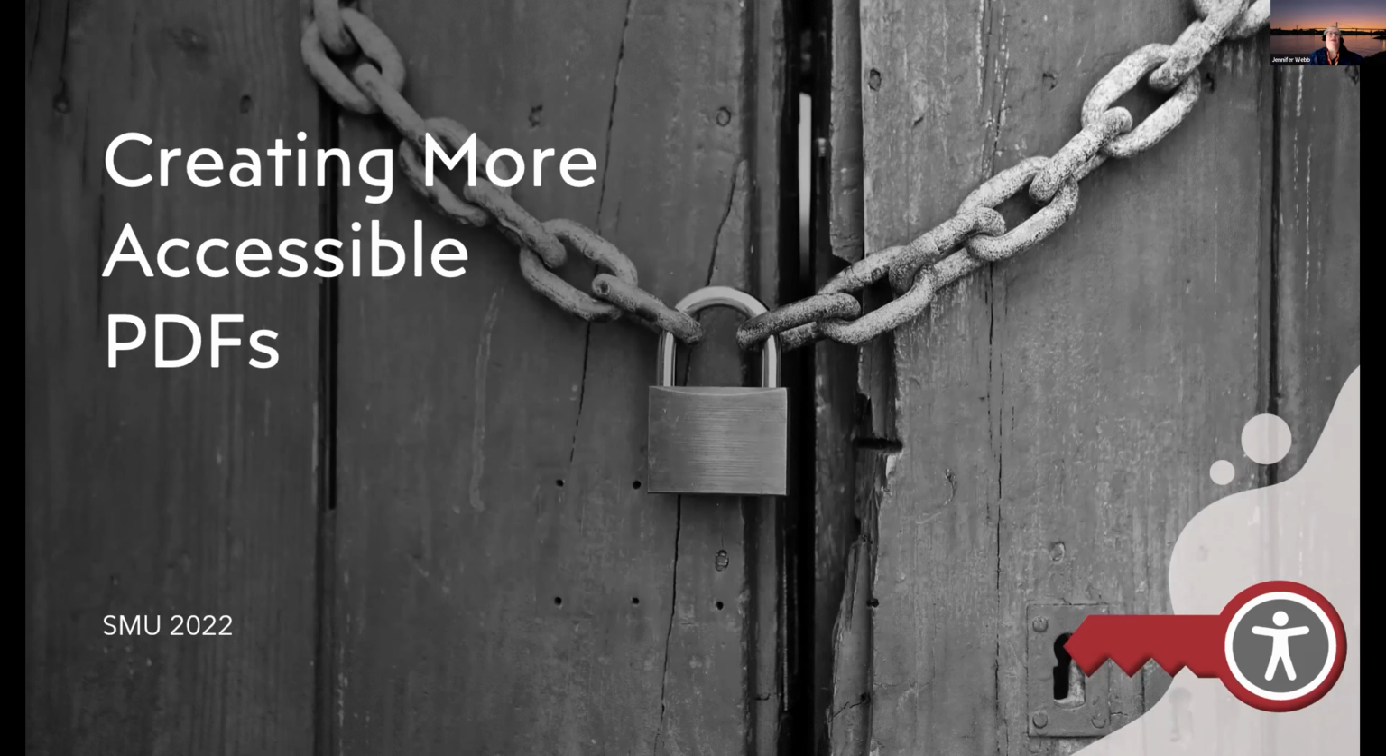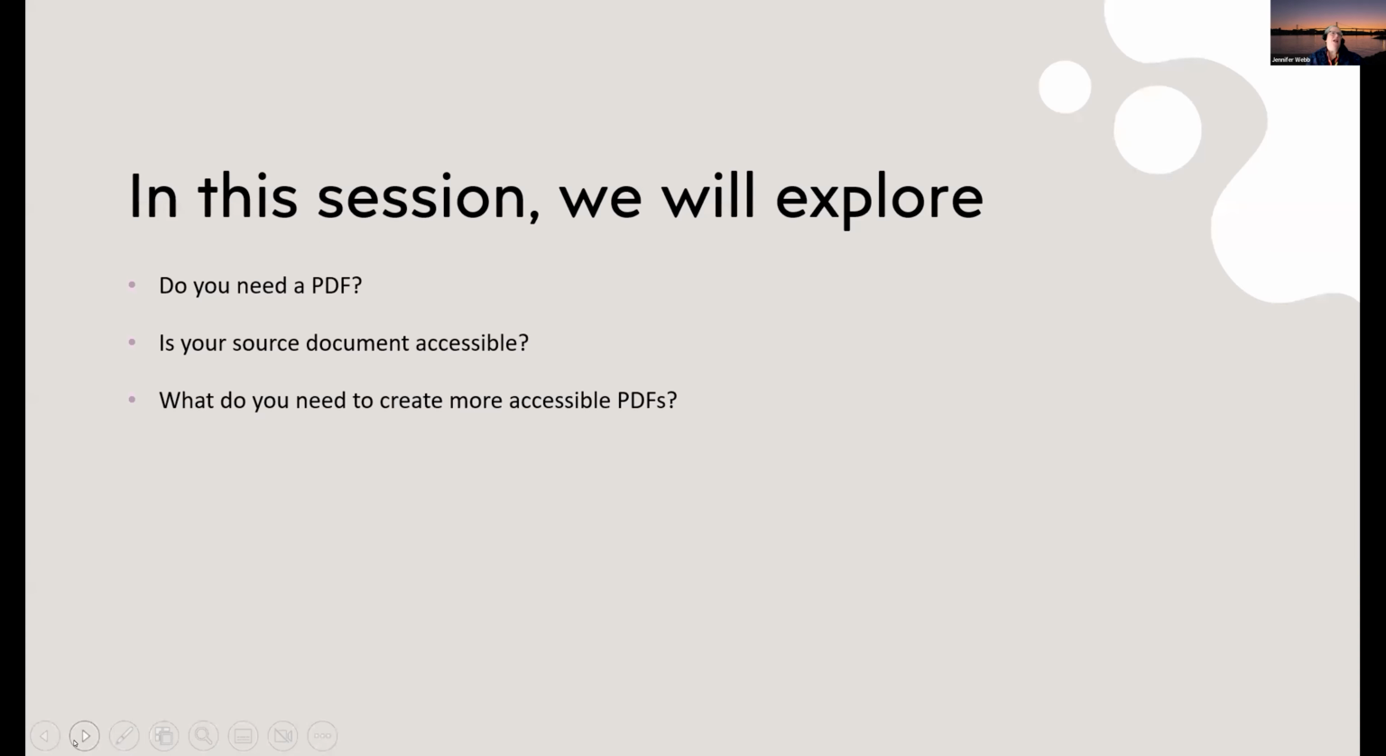I want to start by describing our first slide, and hopefully everyone can see it. On our first slide, there is an image of a padlocked door, and to the right is a key icon, and on that is the digital accessible symbol. So we want to unlock our PDFs and make sure they're accessible. In this session, we will be exploring: do you need a PDF? Is the source document accessible? And what do you need to create more accessible PDFs?